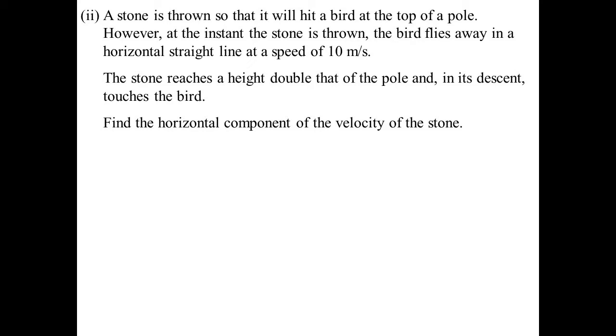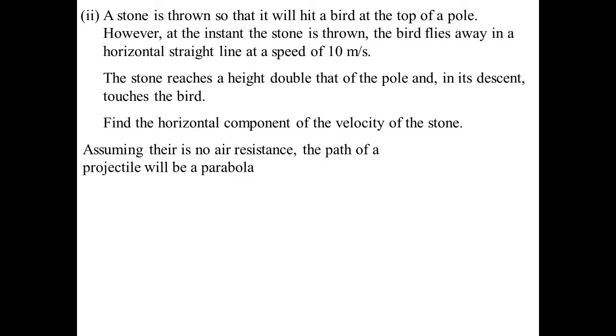Now, the stone ends up reaching a height double that of the pole, but then the stone comes down and it hits the bird anyway. So find the horizontal component of the velocity of the stone. The reason I put this here is because I didn't actually use calculus to solve it. I used quadratics.